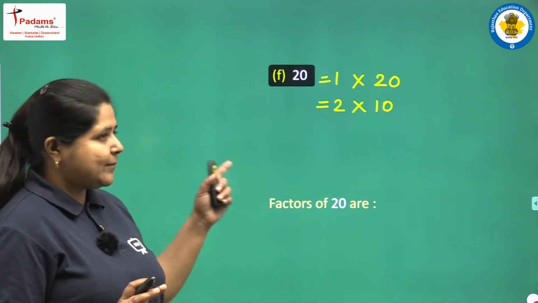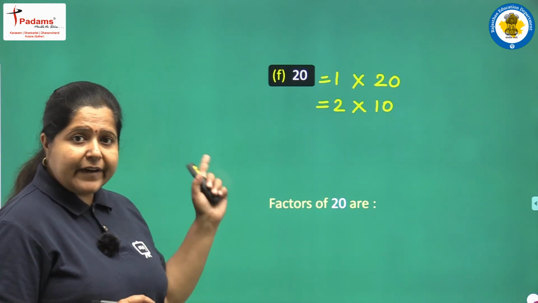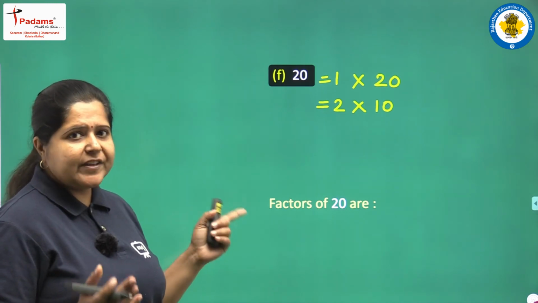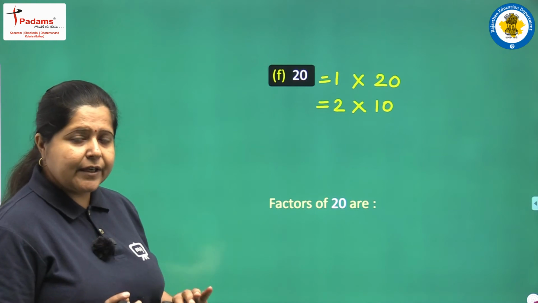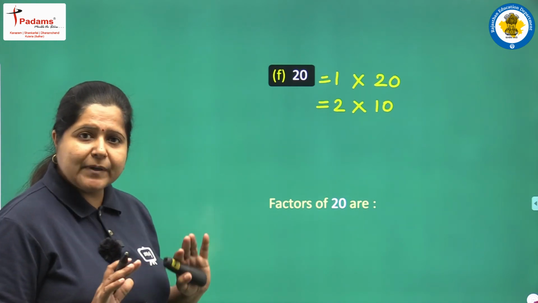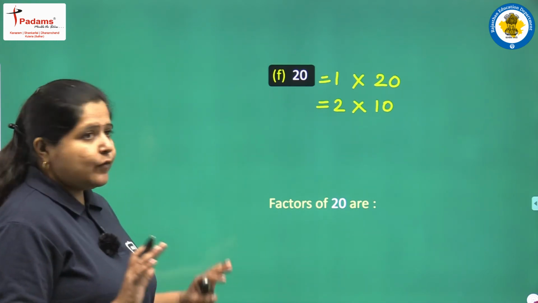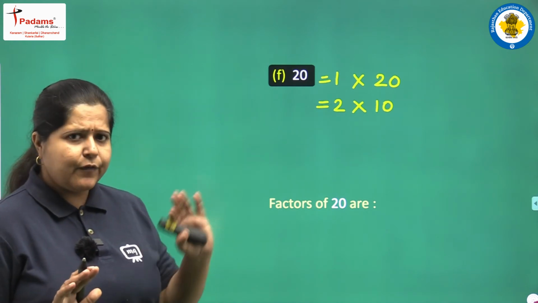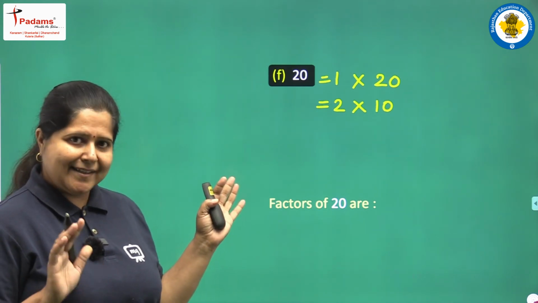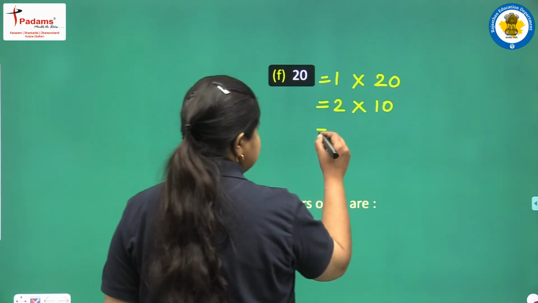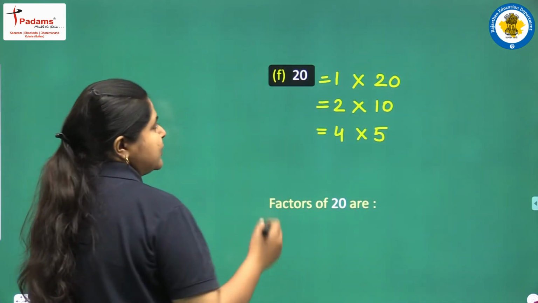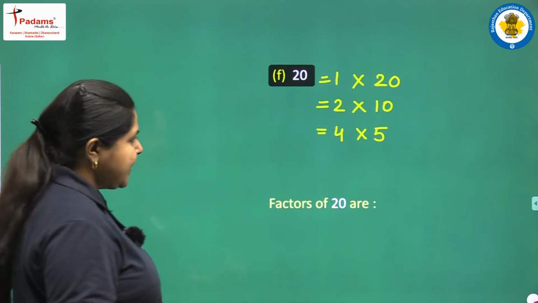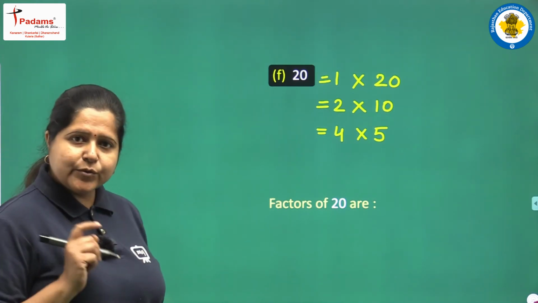Then we move on to table of 3. Will 3 divide 20 completely? Obviously not, because 20 is not there in the table of 3, or 20 is not a multiple of 3. Then we move on to table of 4. Will 4 divide 20 completely? Yes, because 4 5s are 20. So both 5 and 4 will divide it completely, and so they are the factors of 20.